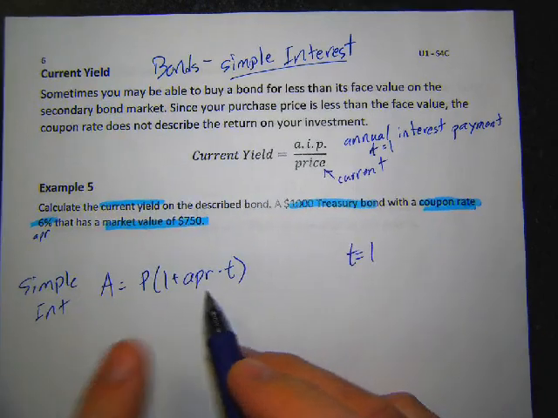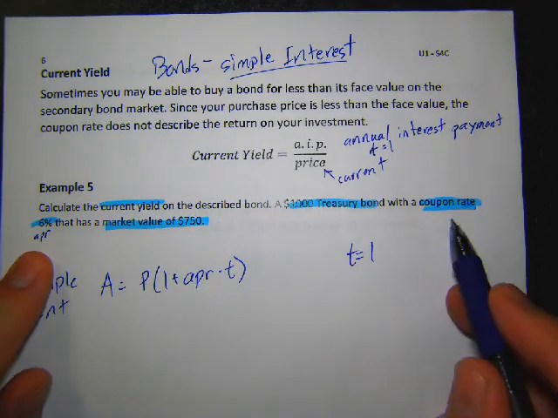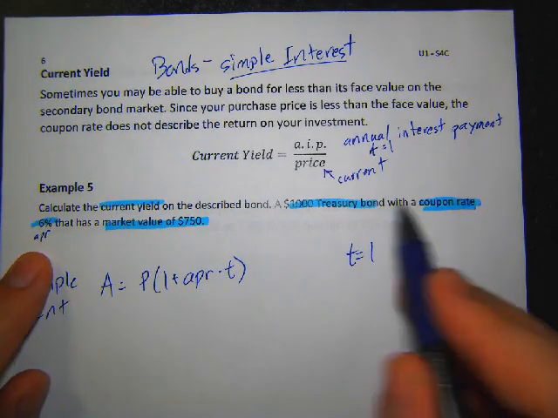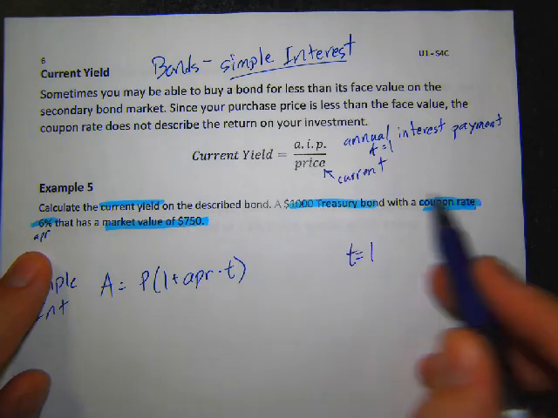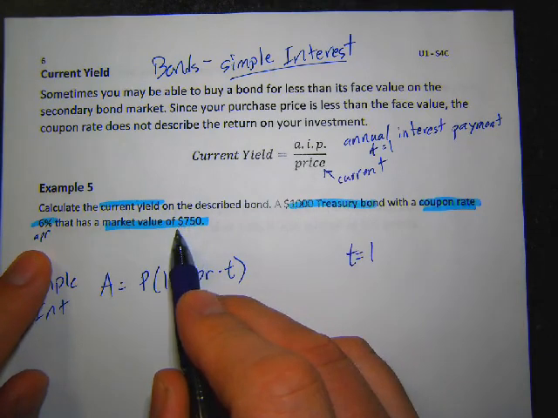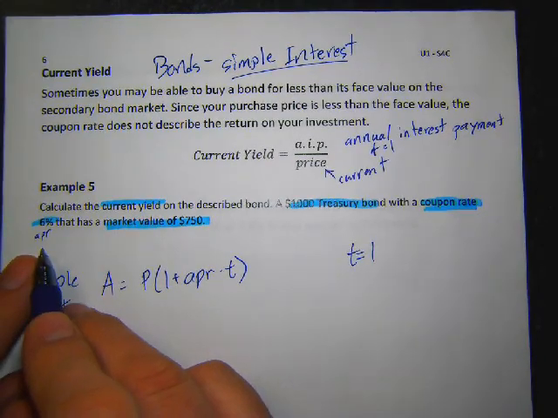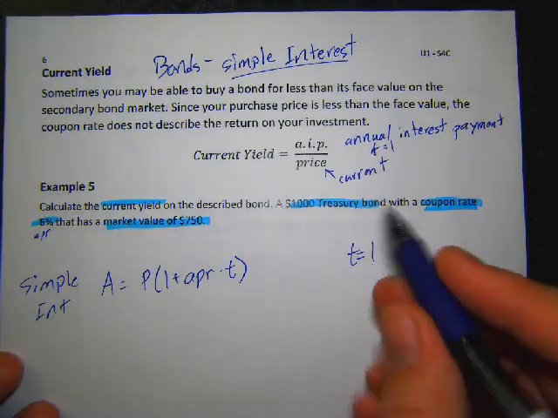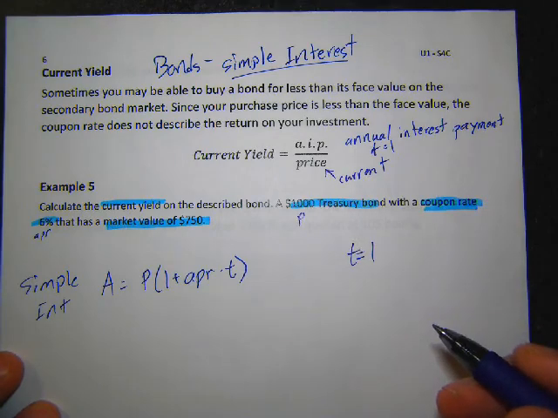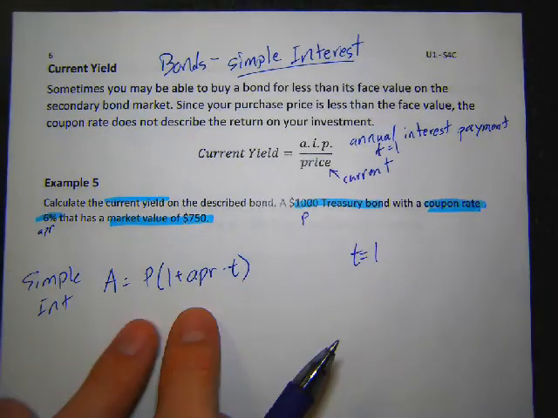Now, because we're dealing with the APR, the coupon rate, remember, always goes with the original price. We don't calculate coupon rate on the market value. That wouldn't make any sense. The coupon rate is the interest rate it's going to pay based on the original price. So in this case, our principal will be $1,000. So using that information, we can figure out what it's going to pay.